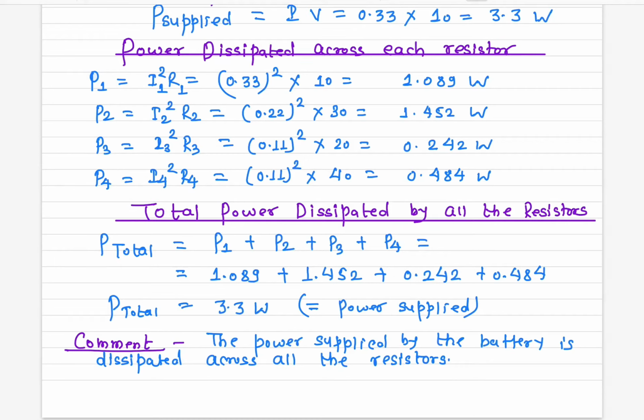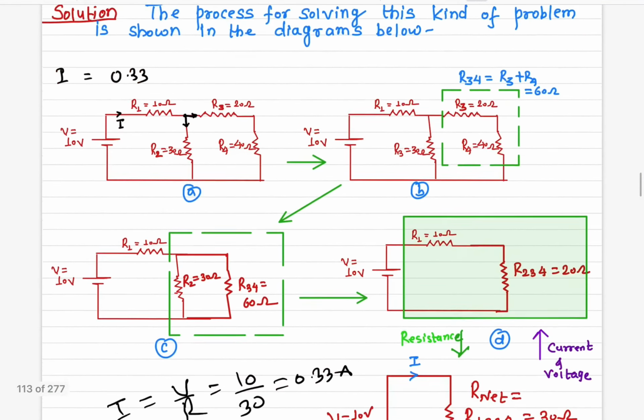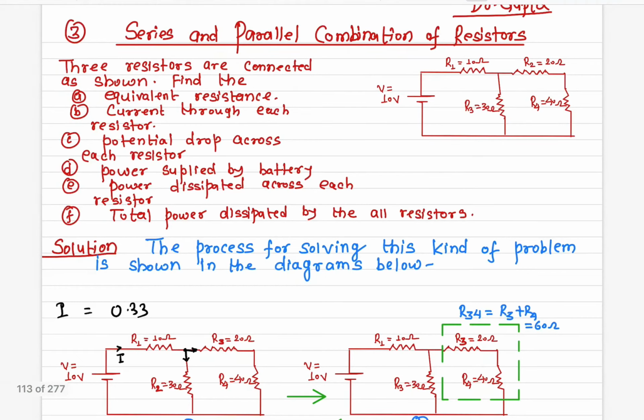So what does that mean? That means the power supplied by the battery is dissipated across all the resistors. This also means there is no storage of power. A resistor cannot store power. All the power that is delivered to the resistor is dissipated, in the form of heat energy or light energy. For example, a light bulb dissipates energy in the form of heat and light. In fact, you can solve this problem using the simulation too.